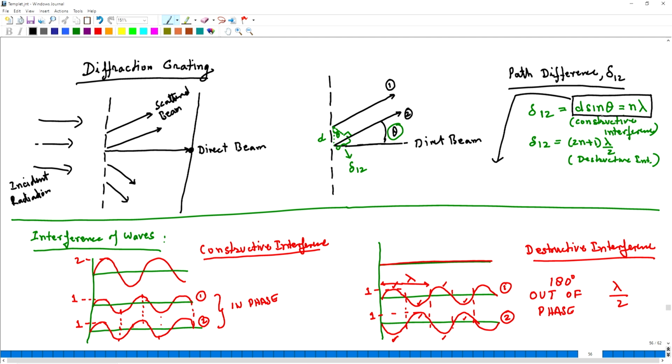n lambda equals d sin theta. So, this is the condition for diffraction. Now, what we will do is we will conduct a small experiment on diffraction.